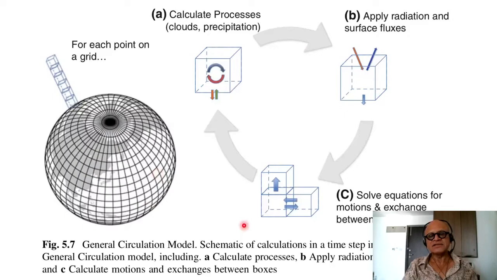So the general circulation model then, as a schematic of calculations in a time step in each grid box of a general circulation model, including where we calculate the processes. So for each point on a grid, you have a vertical column where vertical exchanges and horizontal exchanges and radiation out to space and receiving from the sun are happening, and some exchange happens at the surface with the ocean or land. And so calculating processes include clouds, precipitation, and so on, and radiation balance has to be done, and surface fluxes and top of the atmosphere fluxes are involved with all the non-linear advective mixing processes, convective processes, so various different time scales depending on at what latitude you are looking. And there are equations to be solved for motions and exchange between the boxes.